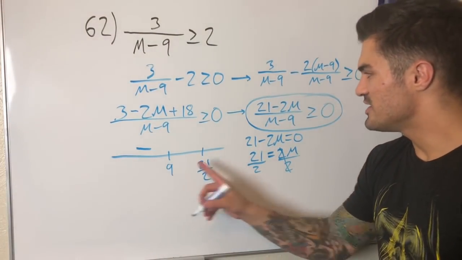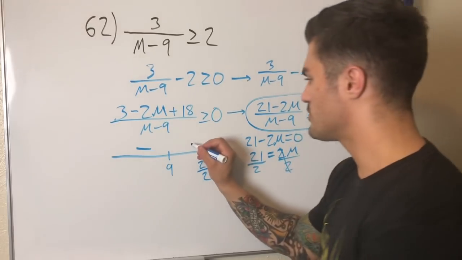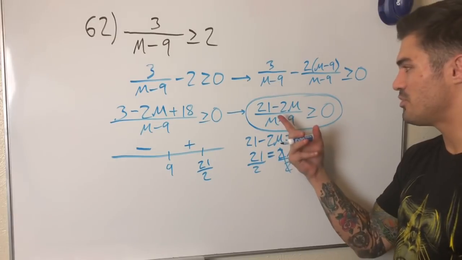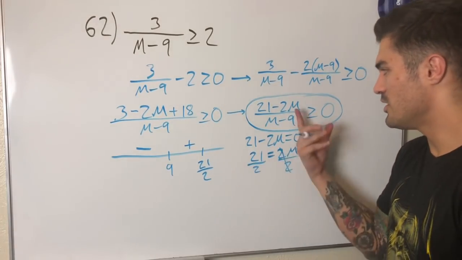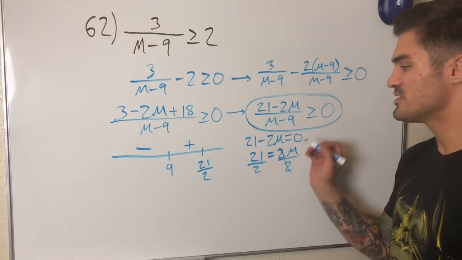Let's see, what if I plug in 10? I get 21 minus 20, that's a positive. 10 minus 9, that's a positive. So I do have a positive here. What if I plug in anything past that? Let's see, I plug in 20, all right? So 21 minus 40, that's a negative. 20 minus 9, that's a positive.